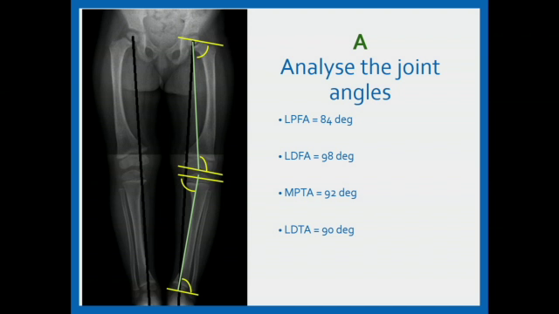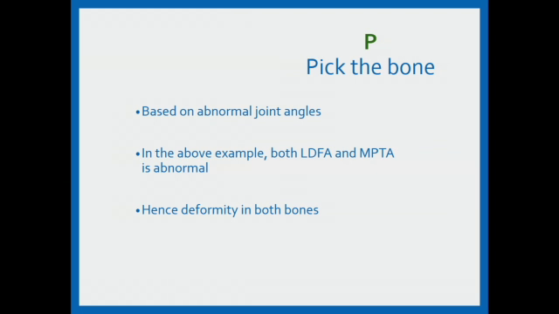So continuing with the same example, which I've shown in the previous X-ray. So here you then measure the angle. So you measure the lateral proximal femoral angle, the lateral distal femoral angle, the medial proximal tibial angle, and the lateral distal tibial angle. And you can see that both the angles here around the knee are abnormal, which means the deformity is in the distal femur and the proximal tibia. So that's how you pick the bone. So if you're picking a bone for correction, then you see which angles are abnormal, and then you pick that particular bone to correct. So based on the abnormal joint angles, and in the above example, both the LDFA and the MPTA are abnormal, hence the deformity is present in both the bones.